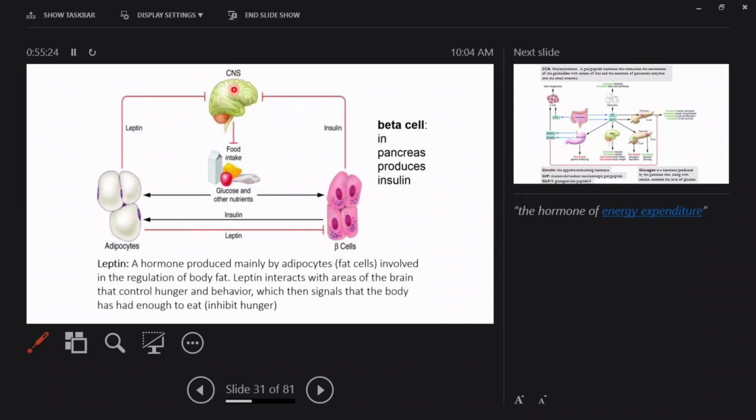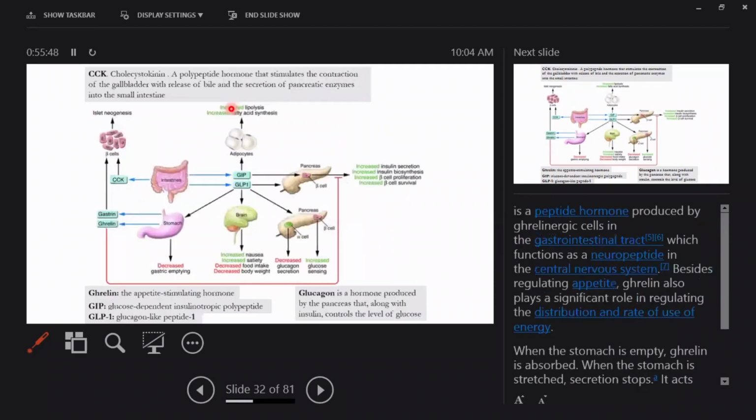This leptin is the hormone that tells the brain, so that the brain tells our body to stop eating, because we have enough. So by producing leptin, it sends signals to the body via the brain, telling the body that we have had enough to eat. So it stops us from eating.